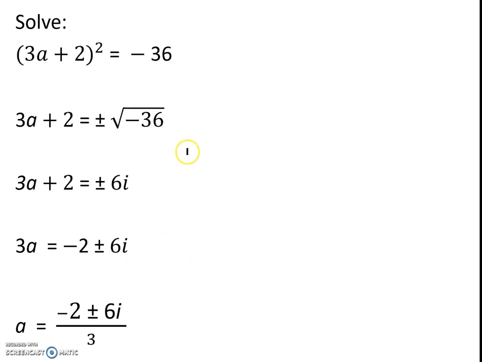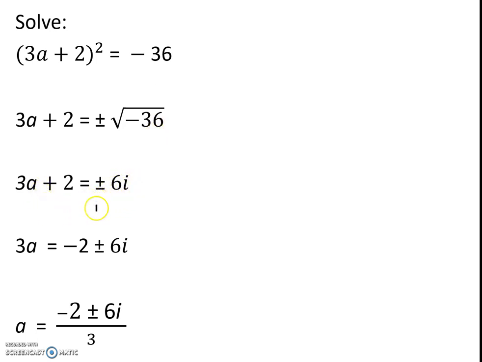Our next example is 3a plus 2, the quantity squared, equaling a negative 36. We take the square root of both sides and we find that 3a plus 2 equals plus or minus the square root of a negative 36. If we look at the square root of a negative 36, we know the square root of a negative 1 is i, and that the square root of 36 is 6. So we simply have 6i.